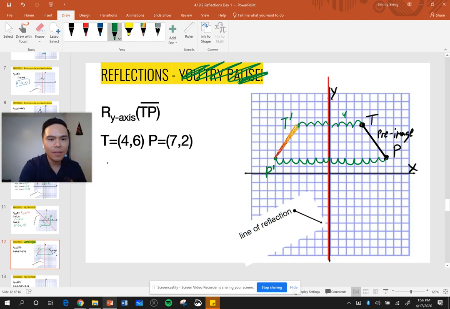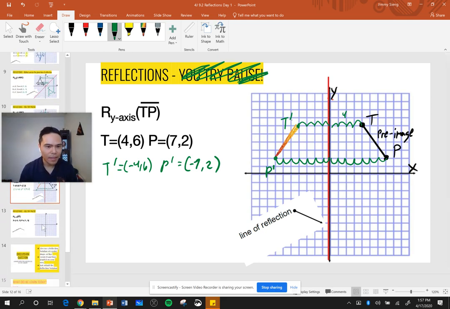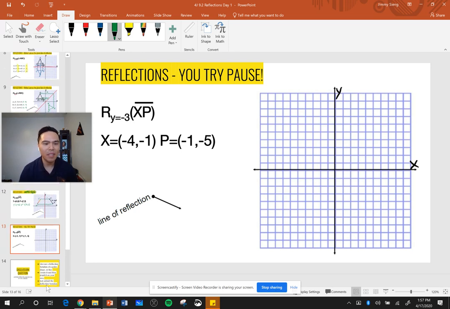Notice how T prime is going to be (-4, 6), and then P prime is going to be (-7, 2). Okay, again, because we're reflecting off that y-axis, the only thing that's changing is going to be your x values, okay? All right, we got one more. You want to try this one? This one's going to be a little bit harder. I want you to try this fresh off. If anything, I'm not going to set you up. Let's see if you can do this on your own, and then we'll meet together, okay?